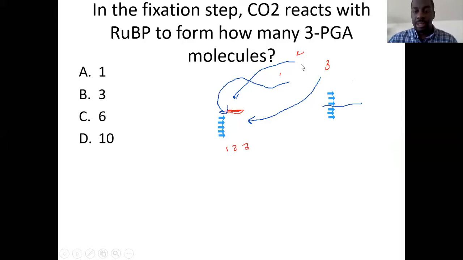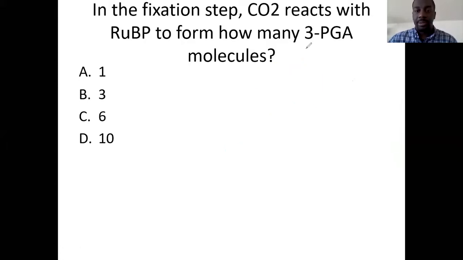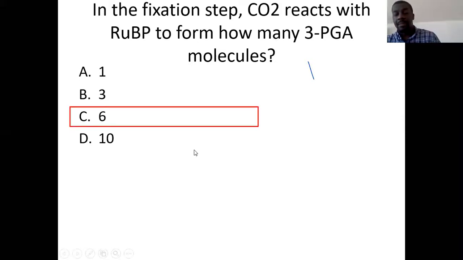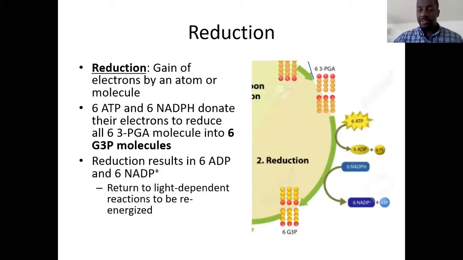Okay, so question here. In the fixation step, carbon dioxide reacts with RuBP to form how many 3-PGA molecules? 1, 3, 6, or 10? 6. Yeah, that's perfect. So 6 3-PGA molecules are going to be formed at the end of the fixation step. Perfect. Okay. So that's going to lead us into the reduction step.